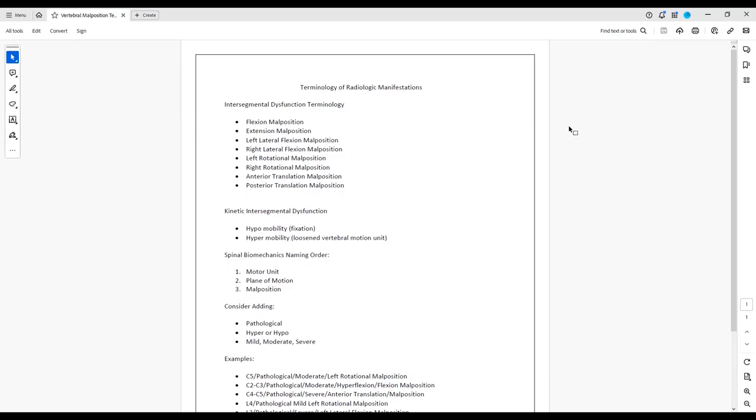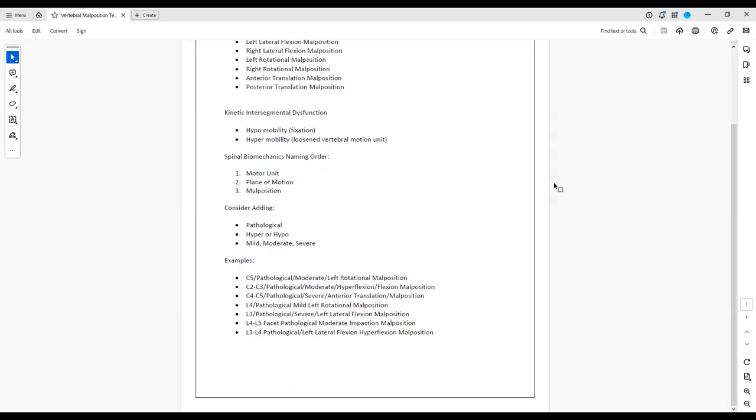So the absolute core is the plane of motion, the region in the plane of motion, flexion, cervical flexion. And then malposition says there's something wrong. I like adding pathological, pathologically altered flexion malposition, because it's a good, powerful word. If it's movement dynamic, you can say hypo, hypo, and a degree. So you'd say mild, moderate, or severe, hyper, hypo. Pathologically, C5, C6, right lateral flexion, malposition. See? So that's the word.